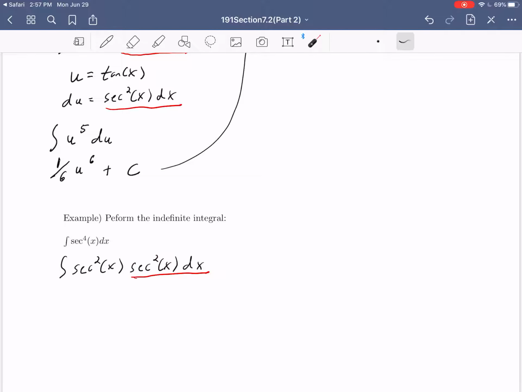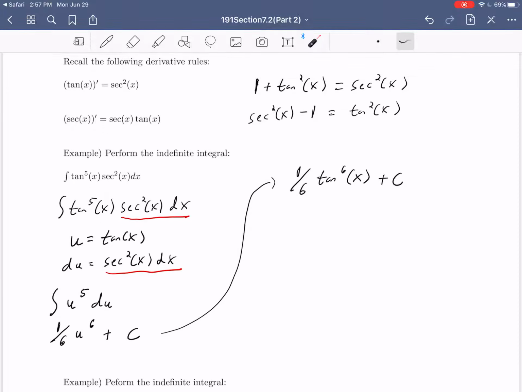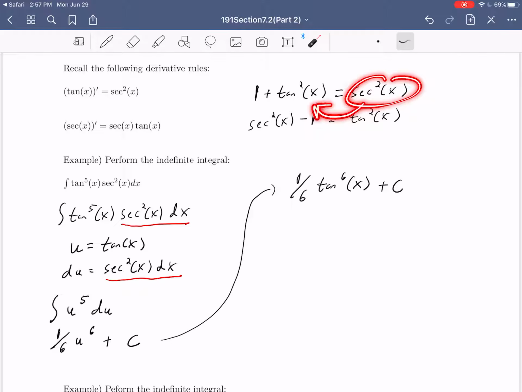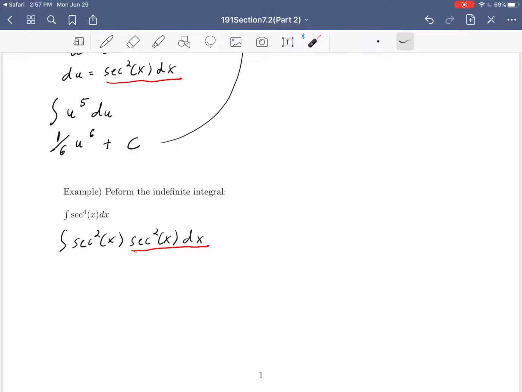Now, doing u equals tangent x doesn't quite make sense yet because we don't see any tangents. But of course, this is a secant squared. So we can go ahead and do our substitution that secant squared is 1 plus tangent squared. So let's go ahead and replace that. So we get the integral of 1 plus tangent squared times secant squared x dx. Okay, nice and easy there.